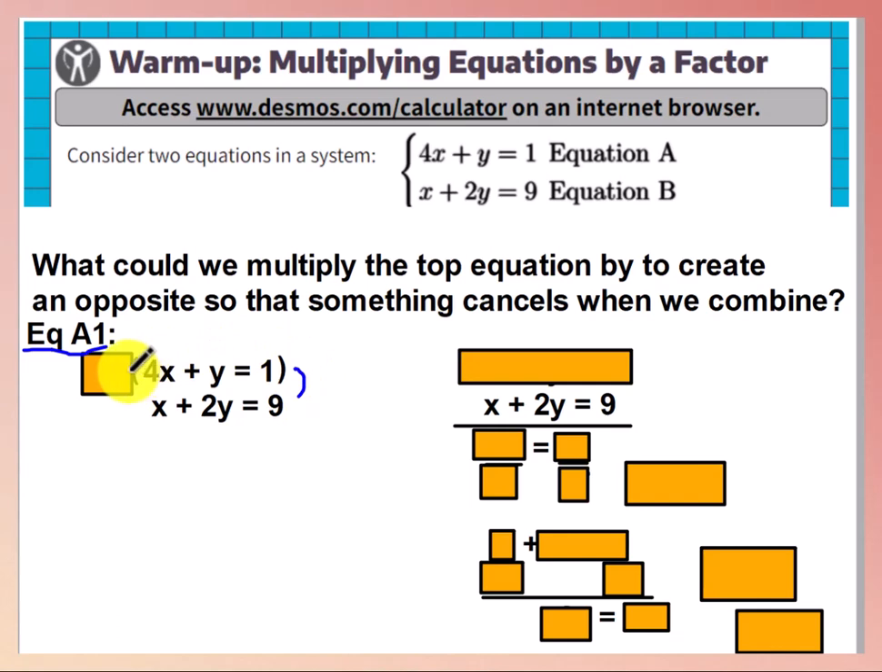What could we multiply that top equation by every term to get a matching coefficient somewhere? So you've got a couple of choices. Think about what you would use and then write it down in your book.